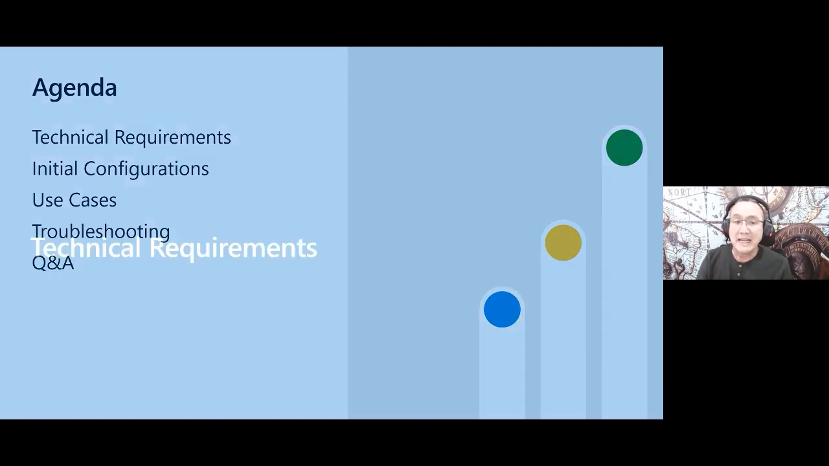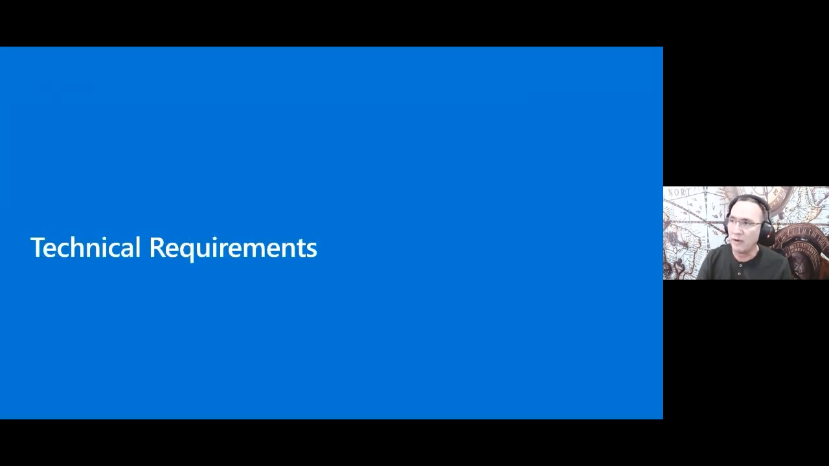And let's start with the technical requirements. So normally, okay, I already have the idea to deploy a POC. I already have it with my customer, or I am the customer, the user that wants to test. What do I need to take into consideration when I start to deploy Global Secure Access? Well, these are the main aspects that you need to check.